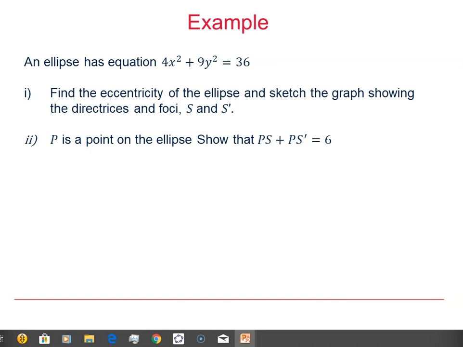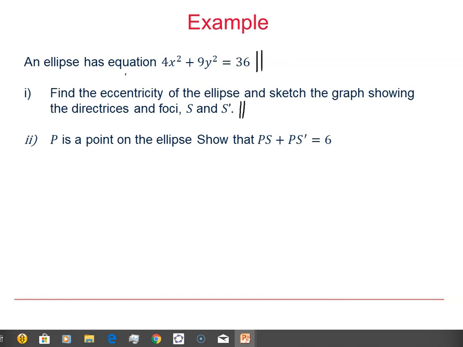Well, for the first part of the question, we're going to first of all change this into its standard form to give us the values of a and b, and once we've got that, that will allow us to use that new expression that we had, b squared is equal to a squared (1 minus e squared), to work out the eccentricity. And once we've got this eccentricity and the values of a and b, it's very easy then to work out the coordinates of the foci and the equation of the directrices.